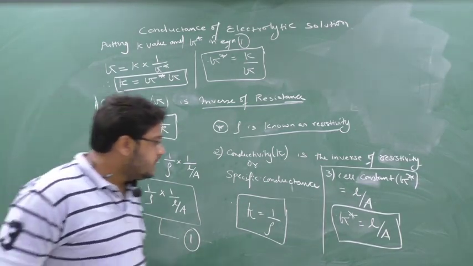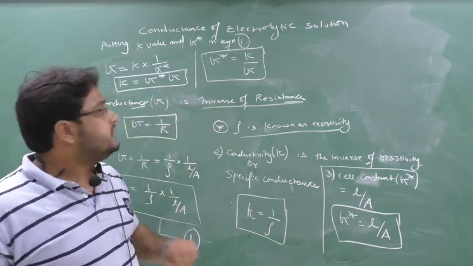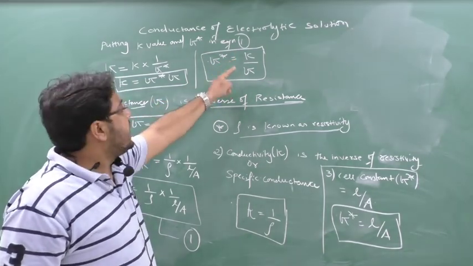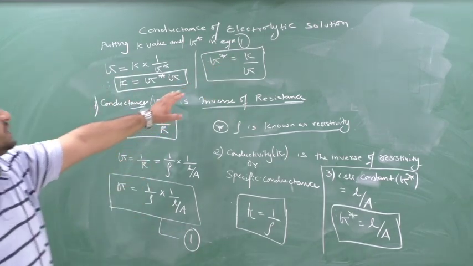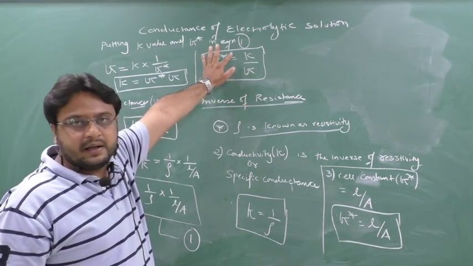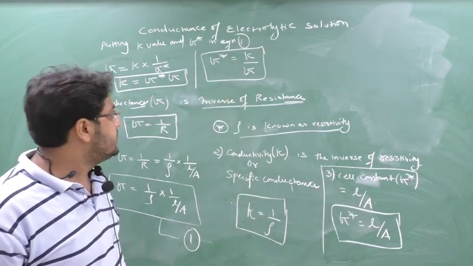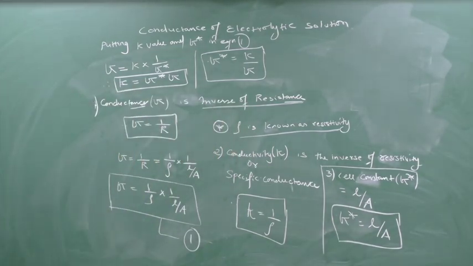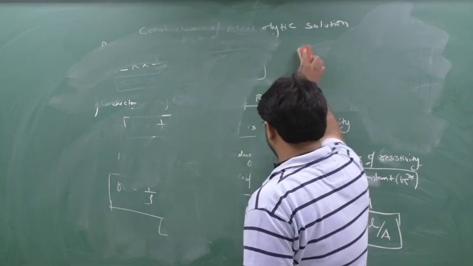Clear? So one formula for G star is L by A, and another formula for G star is K by G. K means kappa, kappa means specific conductance or conductivity, and G means conductance. Clear this part? Now I have two formulas for G star: K by G, where K means kappa, specific conductance or conductivity, and G means conductance, and the other formula is L by A. I hope you are remembering. Clear this part? Please copy it out. Then we will go with the units. I hope you have written it. Now we will derive the units one by one.